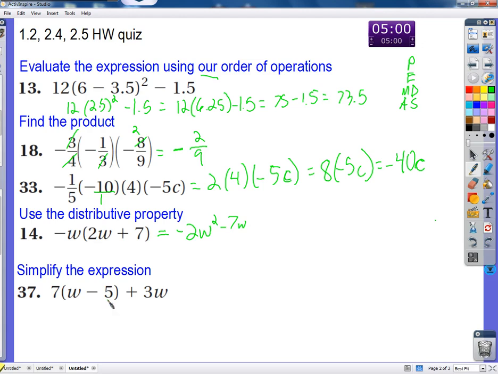All right. Now down here for 37, what's the first thing we're going to do as we try to simplify that expression? Distribute 7, and we get what? 7W minus 35. Plus 3W. Can I put the 7W with the 3W? Can I add them together? Yes, I can, because they are like terms. So 10W minus 35.